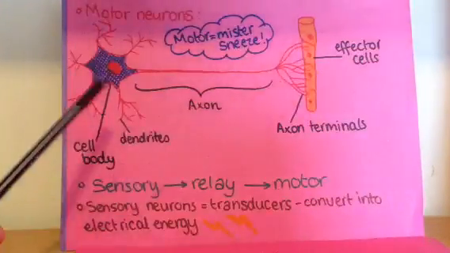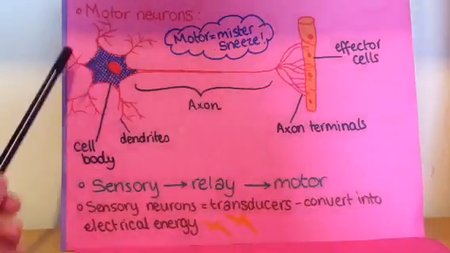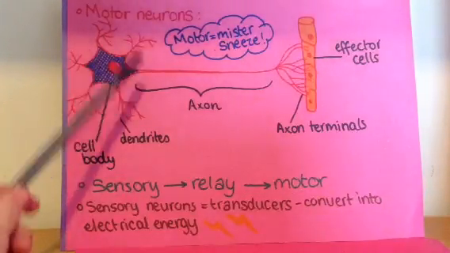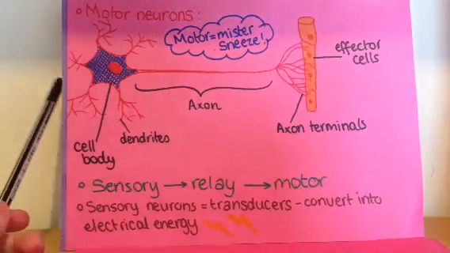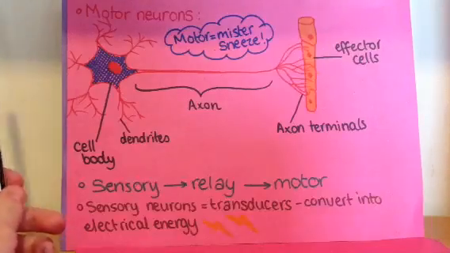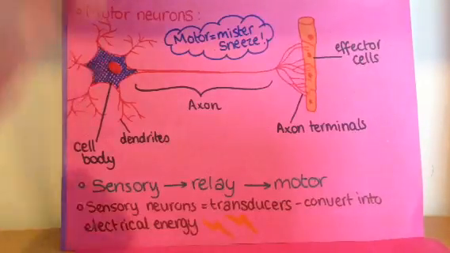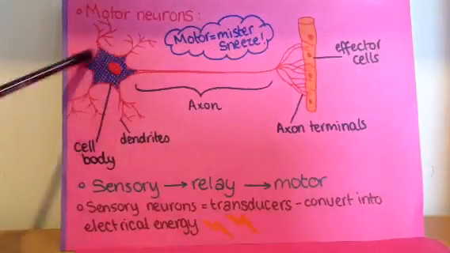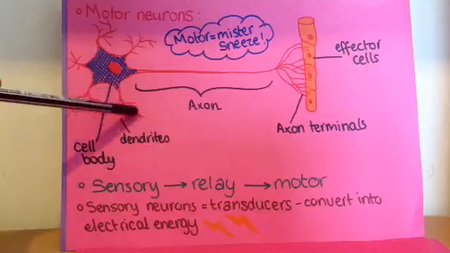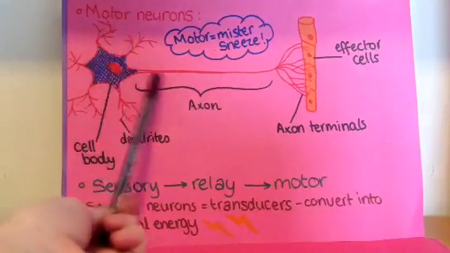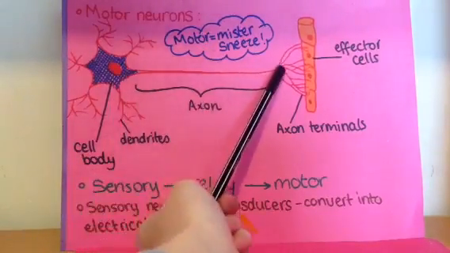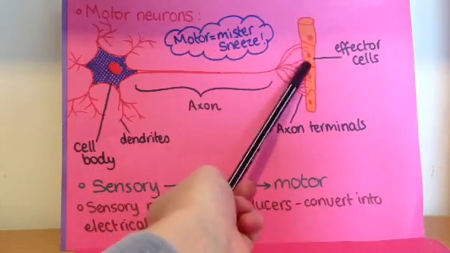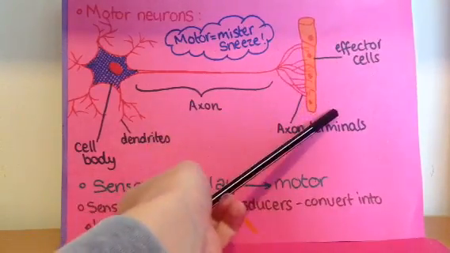And then we have motor neurons, and the cell body always reminds me of Mr. Sneeze from Mr. Men, by Roger Hargreaves, and it takes me straight back to my childhood. You've got the cell body at this end, then the dendrites coming off it, and the axon, which is the long bit here, going into the axon terminals, and this is the effector cells.